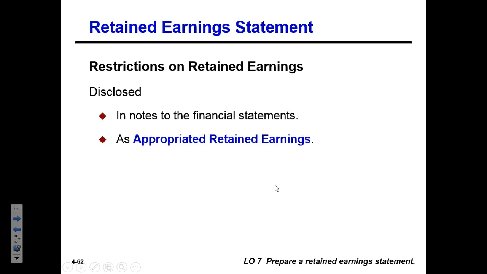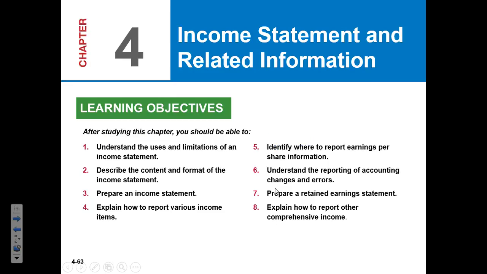Okay, so let's say it was for a plant expansion. We set up appropriated retained earnings for plant expansion. After you do the plant expansion, right? You didn't set any money aside for the plant expansion necessarily, right? After you do it, what do you do to the appropriation? Get rid of it. How would you get rid of the appropriation? Credit regular retained earnings and debit appropriated retained earnings. I'm not kidding. You'll actually get points for knowing that kind of stuff.